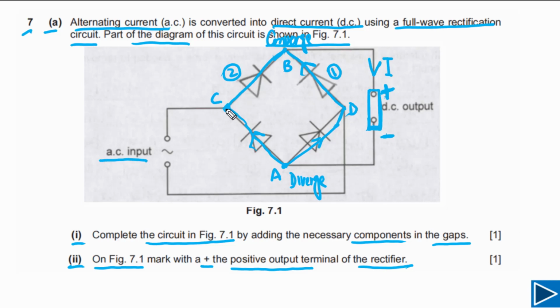So the other two points, C and D, are connected with the AC input, and this is true for any shape of bridge rectifier circuit. How they draw it doesn't matter. If it is a full wave rectifier circuit, you can just follow these points. Where diodes diverge has to be the negative terminal of the DC output. Where they converge has to be the positive terminal of the DC output. And the remaining two points, you simply connect with the AC input. This is how you can answer.